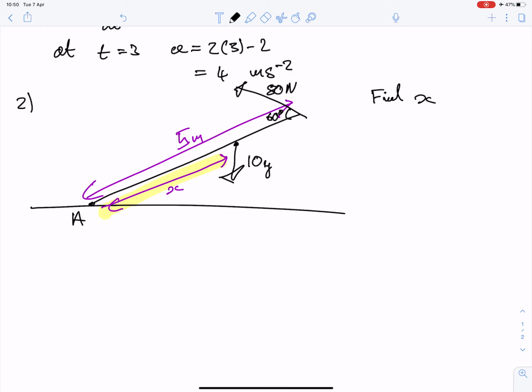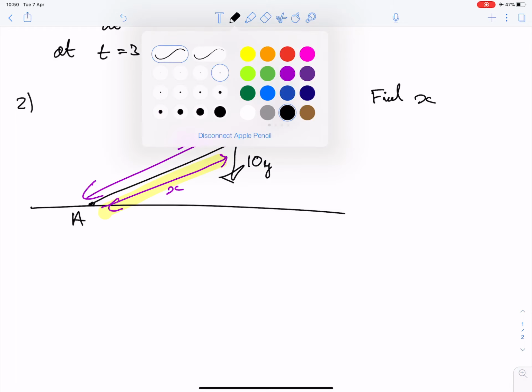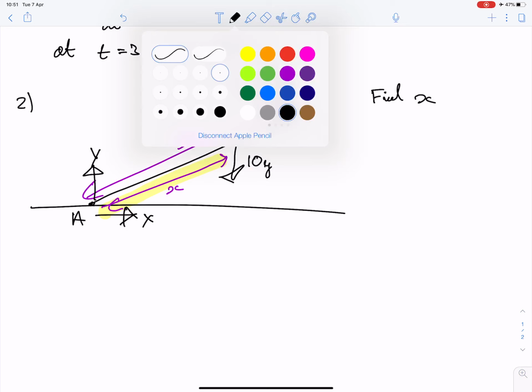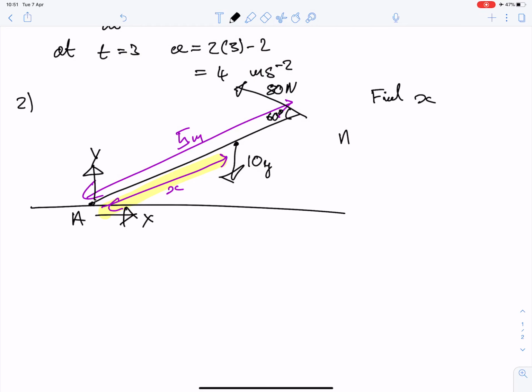So first of all here, let's just recognise that we've got two other forces on this diagram. We would have a vertical component and a horizontal component acting at the hinge. We could call those capital X and capital Y. But because we want the distance from A, when we take moments about A, the moment due to X and the moment due to Y will vanish. They will have no effect. So we're going to take moments about A.